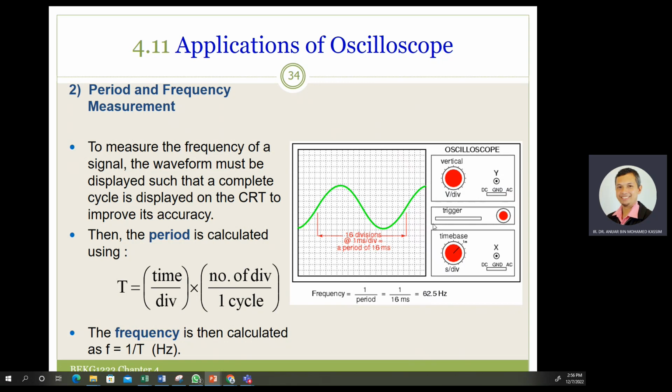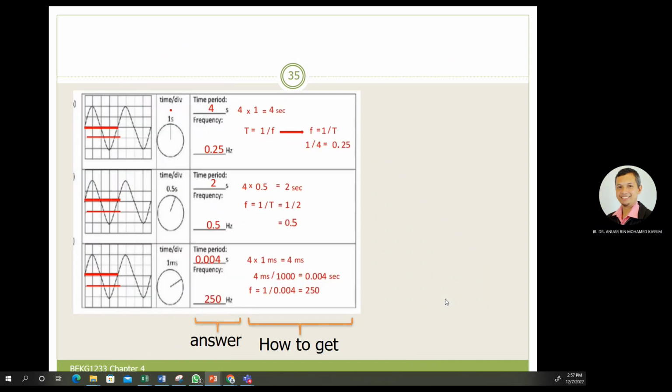In this oscilloscope, we already have one signal. The one cycle is 16 divisions, at 1 millisecond per division. Therefore, the period of this one cycle is 16 milliseconds. How do we get this? Because 16 times 1 millisecond per division gives a period of 16 milliseconds. After we get the period, we can calculate the frequency, where 1 over 16 milliseconds is 62.5 Hz.